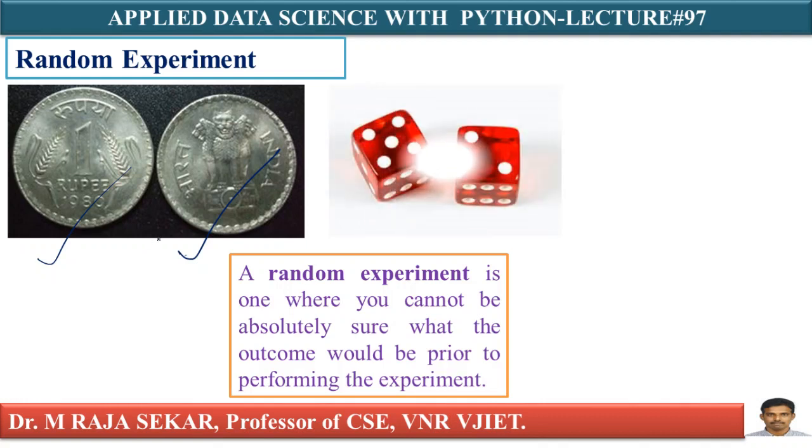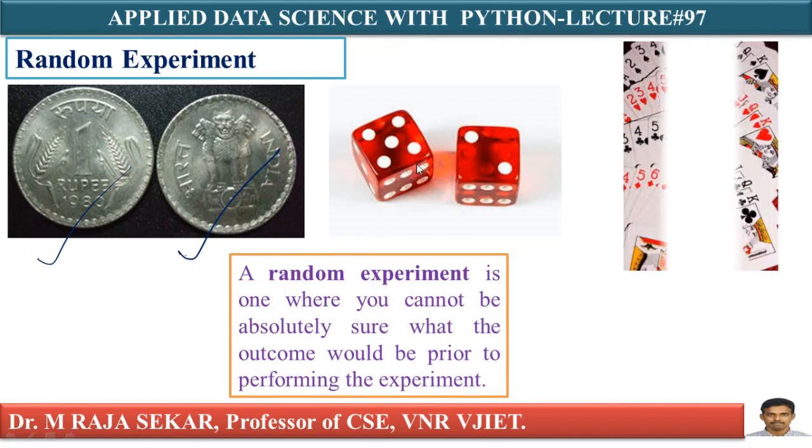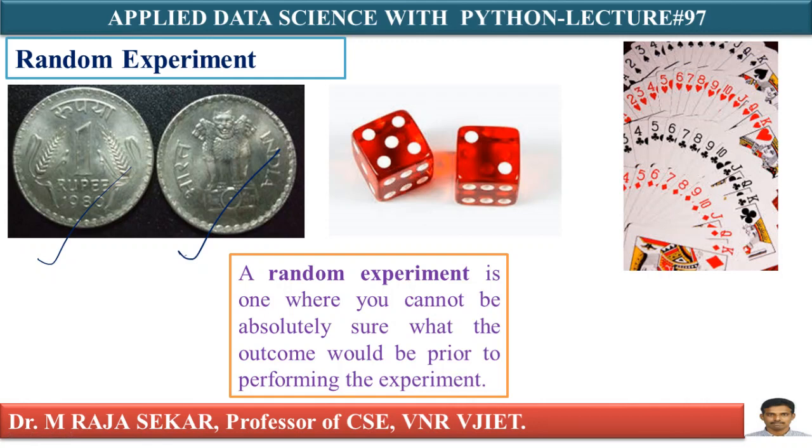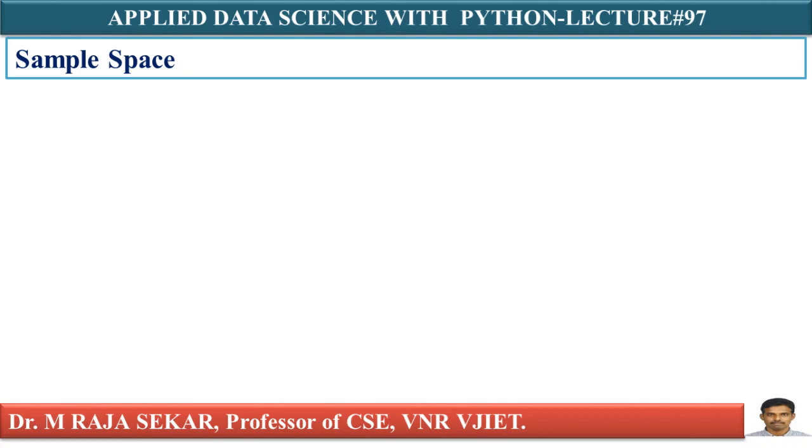Just see the roll of a die. In the case of roll of a die also, there are 6 possibilities. We know that you may get 1, 2, 3, 4, 5, 6. We know all possibilities in advance, but we don't know which one occurs. Therefore, it is a random experiment. In similar manner, you can understand drawing a card from pack of cards is also a random experiment.